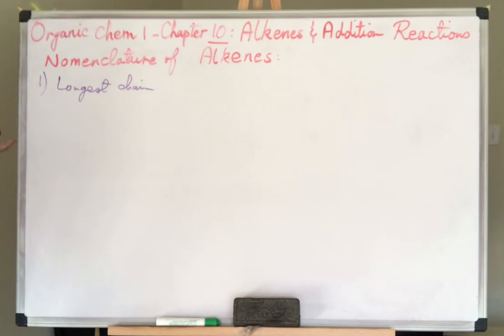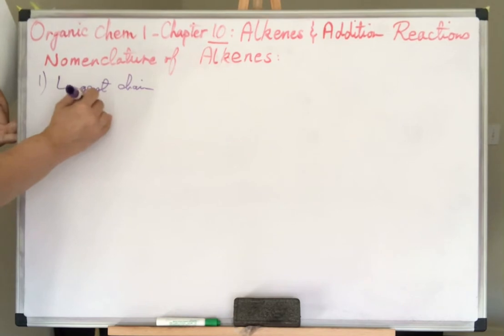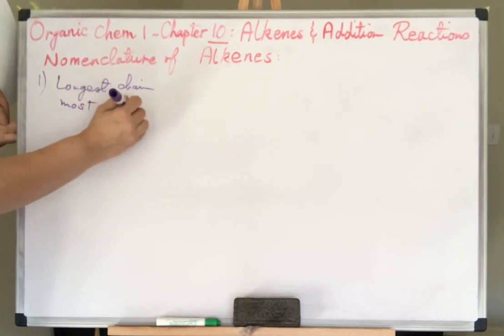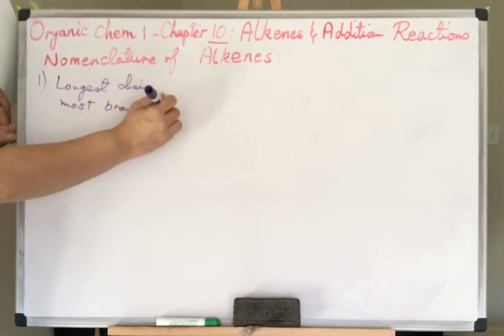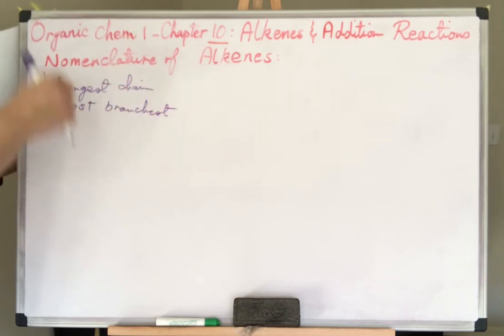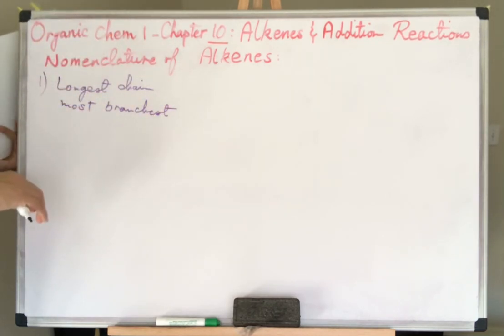Then if you have a tie in finding the longest chain, like you have more than one way with the same number of carbons, you always go with the most branches. Don't forget, if for example you have 2 branches in one way of numbering and 3 branches in another way, you choose the one with the 3 branches.